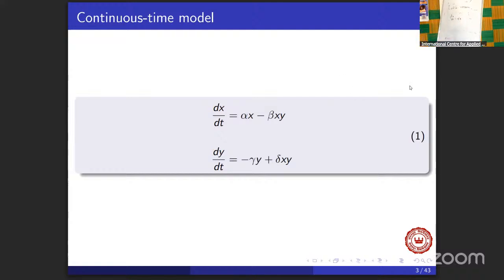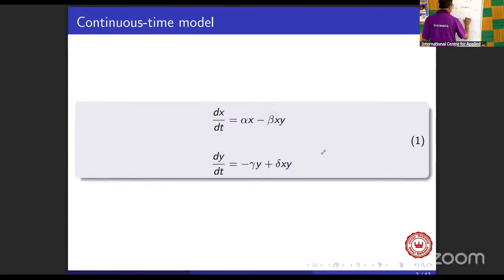And predators here, they prey on the fish, and that population is called the predator, dy/dt. What will happen? Because of the predator, the growth rate of the fish population decreases, that is minus beta x y. And dy/dt is minus gamma y. And they consume the prey at the rate delta x y.